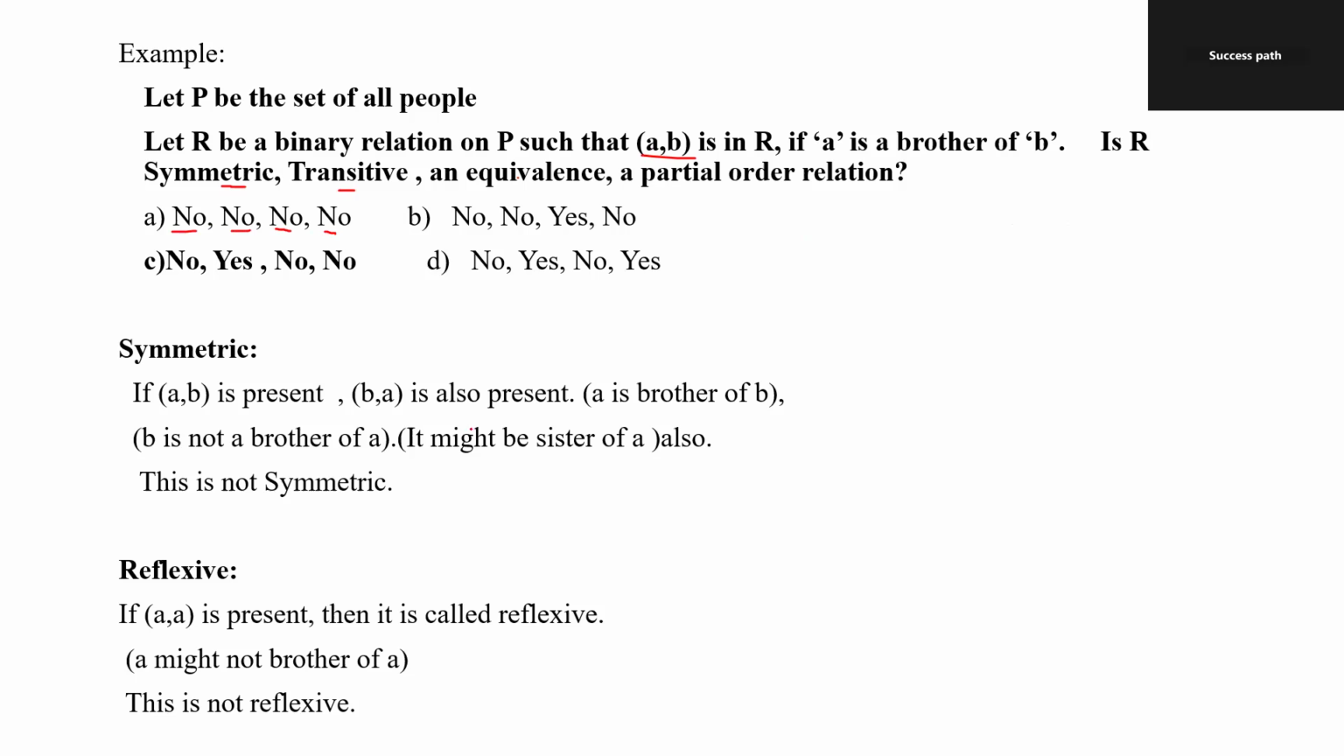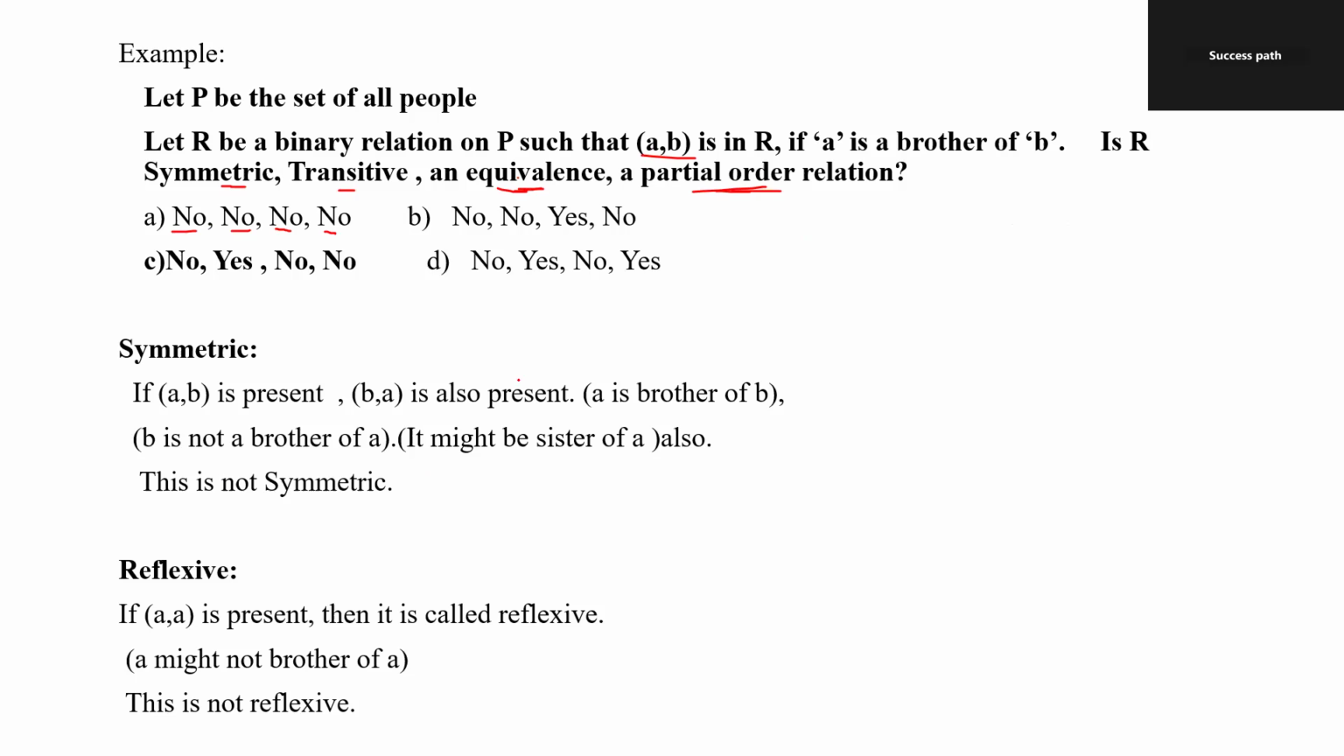Now I will check equivalence and partial ordering first. I'm not going to check symmetric and transitive. I'm going to use the elimination method. So first of all, equivalence and partial ordering, what is the common thing we have to satisfy? The reflexive relation. Equivalence means what? It's a combination of reflexive, symmetric, and transitive. What is a partial ordering? This is called what? Reflexive, antisymmetric, and transitive. Okay. So both of them have to satisfy reflexive first.